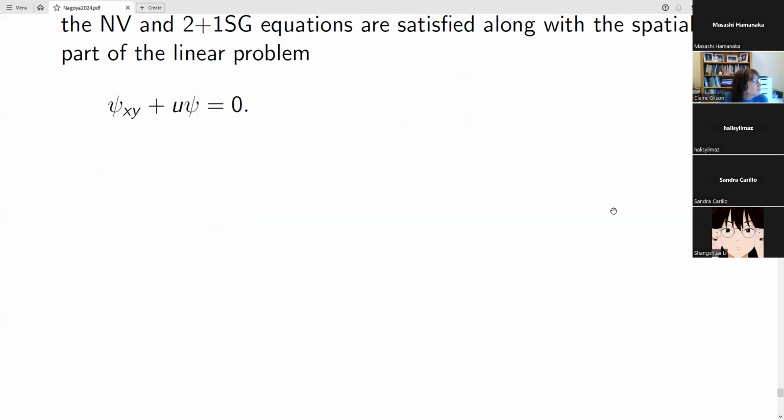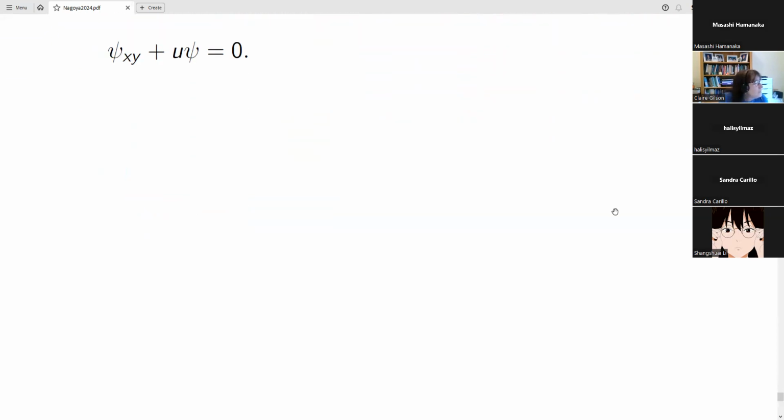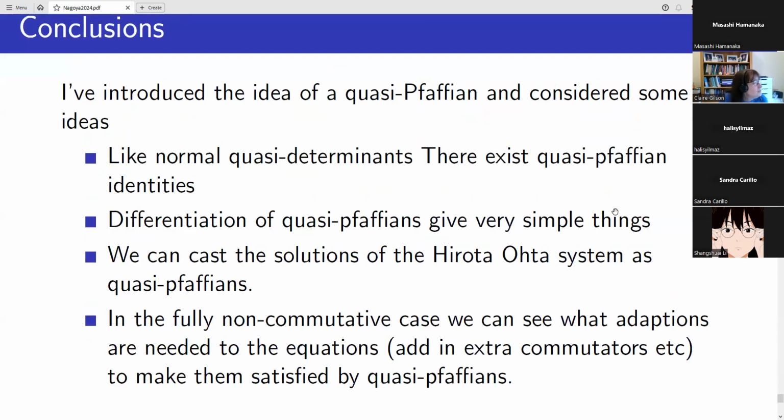Okay, so I'm going to essentially stop there and just conclude. So I've got the quasi-Pfaffian. It's a very nice definition of a quasi-Pfaffian because it works like the ratio of Pfaffians in the commutative case. As I said, there are other possible definitions. There are some technical difficulties as well that I haven't exactly skated over.